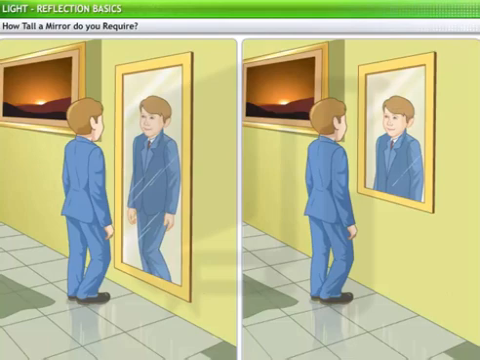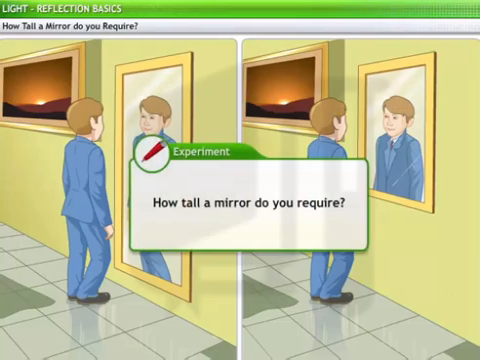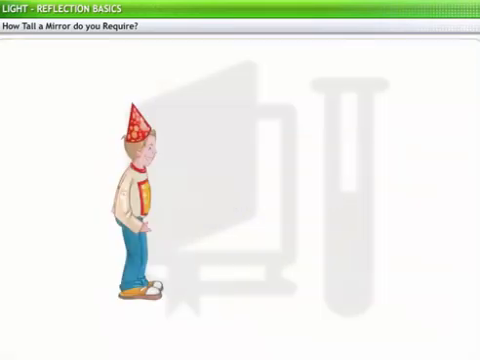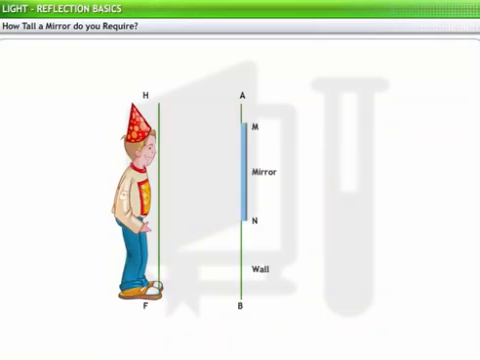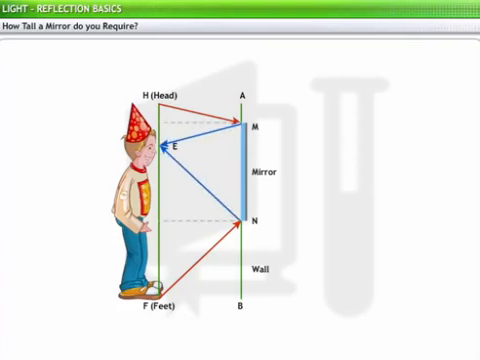A simple experiment can help you determine how tall a mirror you require to view your full image. Consider a person of height HF standing in front of a mirror on the wall, where H represents the highest point on his head, F the lowest point on his feet, and E is at eye level. The person will be able to see his full image if he can see points A and B. The mirror requires a height where the incident rays HM and FM after reflection reach the eye of the person.